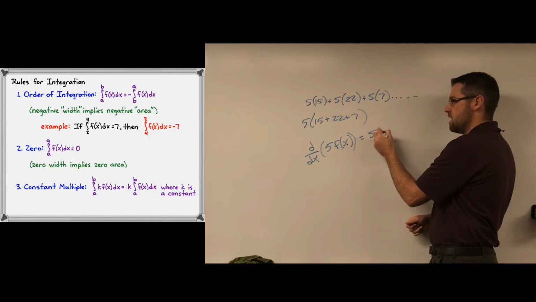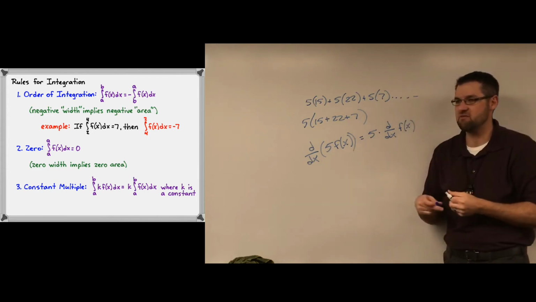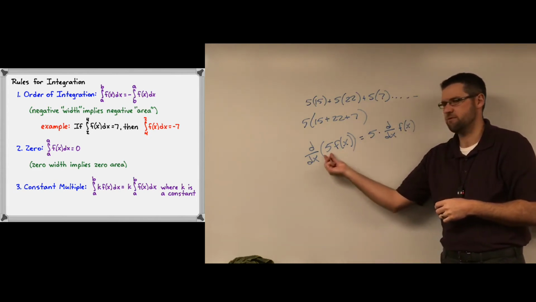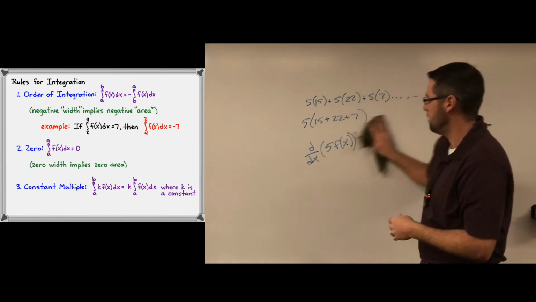5 times d dx of f of x, right? And of course, it'd just be 5f prime, right? Okay. You could do the product rule, but what's the derivative of the first thing? 0. Just know that you can take constants out. And we do that all the time.